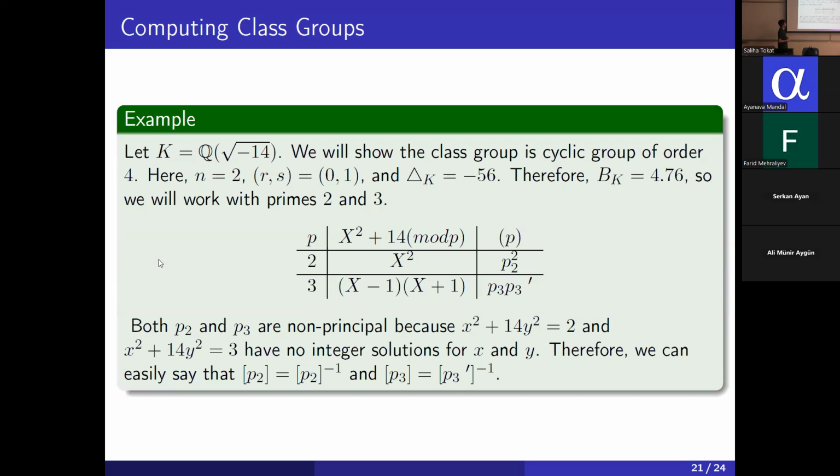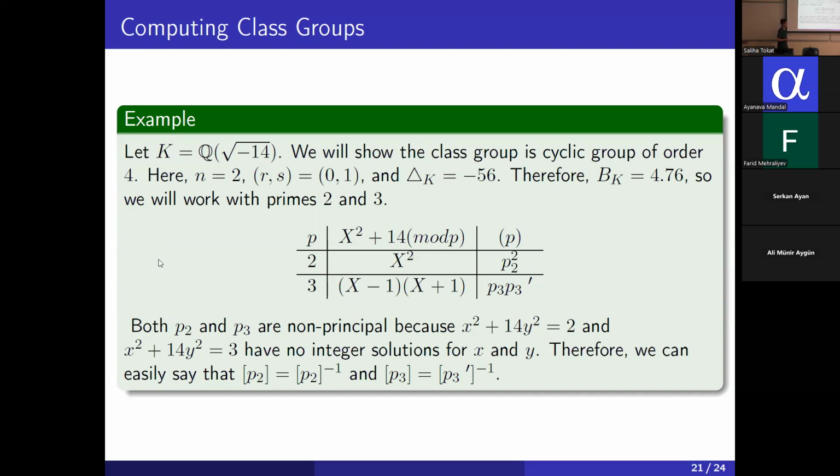Okay. Before I finish, I would like to continue with an example here. Again, we did the same thing as in the previous one, so we computed the degree, signature, and the discriminant of the integral basis. Here our Minkowski bound is 4.76, so we can work with the primes 2 and 3 in the prime ideals. As you see in the table, we factorize them into prime ideals, for example P2 squared, P2 times P2 prime, and P3 times P3 prime.